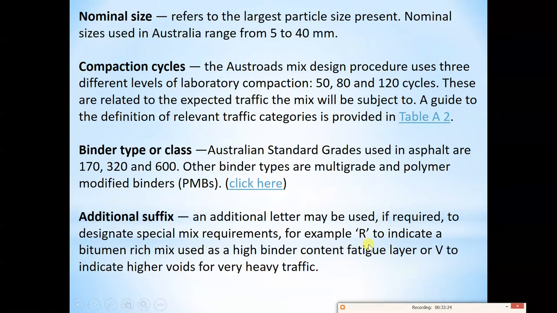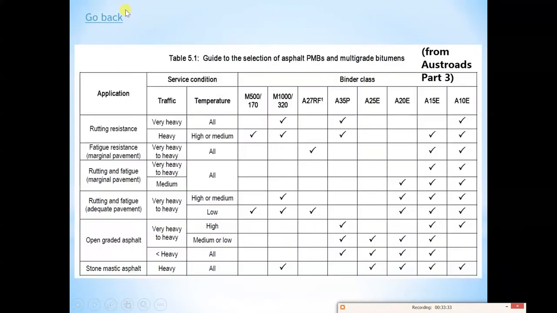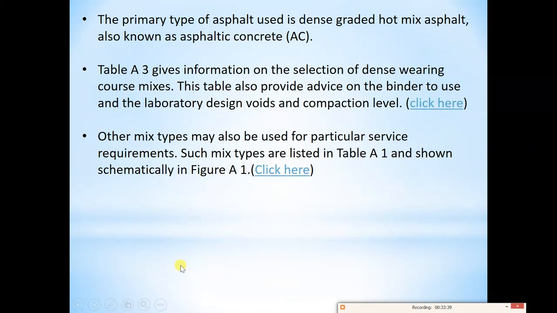The R and the E, what do those values mean? Okay, the primary type of asphalt used is the dense graded hot mix asphalt, also known as asphaltic concrete. Out of the four asphalt mixes, the dense graded, the open graded, the stone mastic, and the gap graded, the most common one used is the dense graded. Dense graded DGA, or we just call it AC.